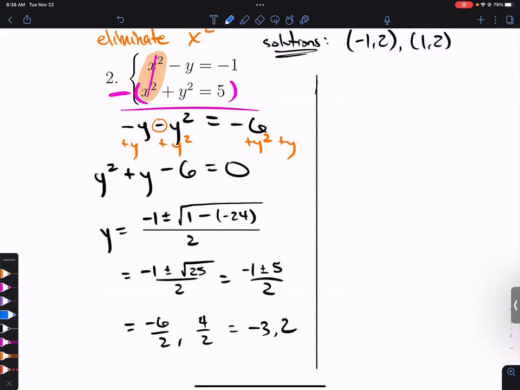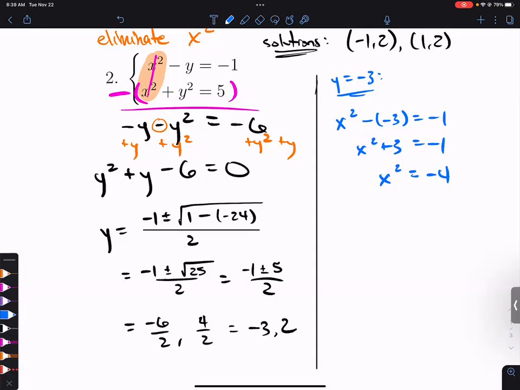Now, if I take those and plug them in, if I plug y equals negative 3 into this first equation, you get x squared minus negative 3 equals negative 1. So x squared plus 3 equals negative 1. So x squared is negative 4, right? But can x squared be negative 4? Does that work with a real number?